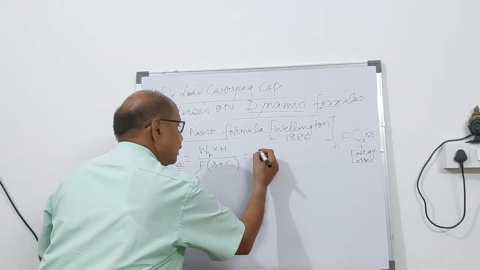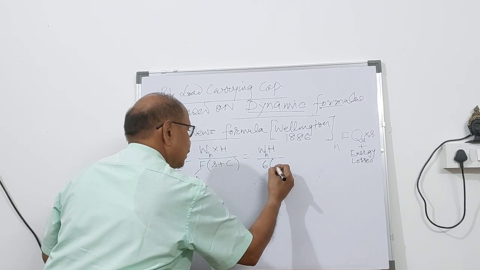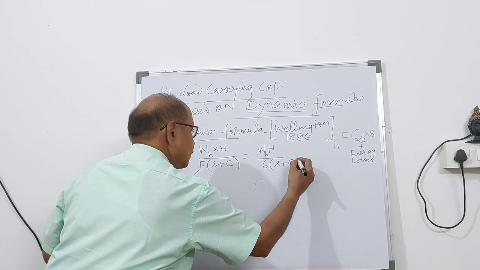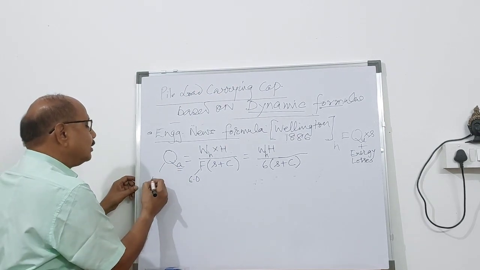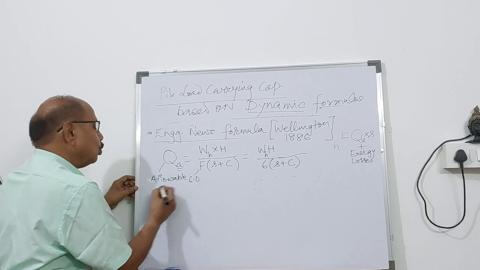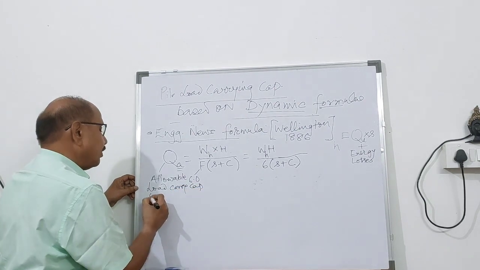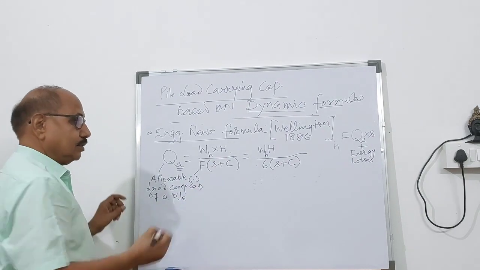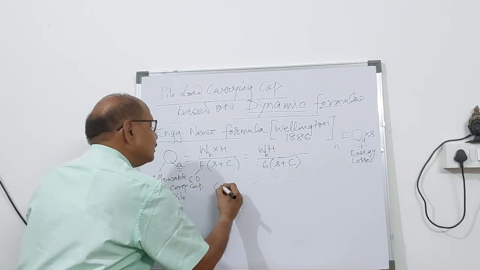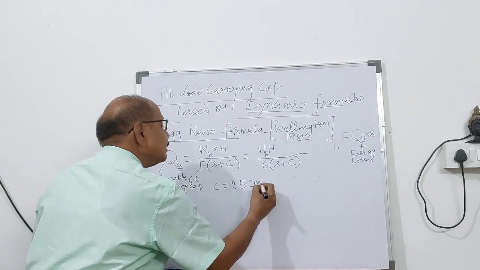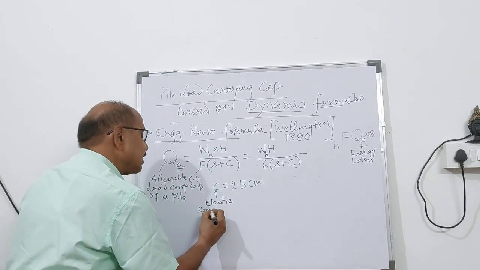So this can be written as W H divided by 6 S plus capital C. This is given by Wellington. So this is called the allowable load carrying capacity of a pile. You can use this, and this C can be taken as 2.5 centimeter. This is the elastic compression in centimeter.